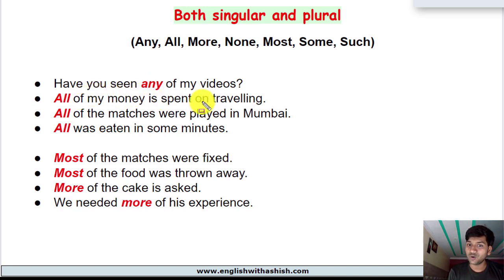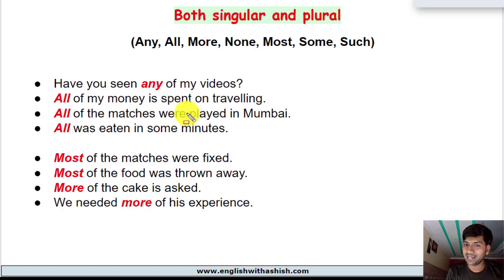All of my money is spent on traveling. All of my money. Now money is a singular noun and it's uncountable, so it's referring to something singular and uncountable. That's why we're using a singular verb after it. So we are using it as a singular indefinite pronoun. All of my money is spent on traveling.